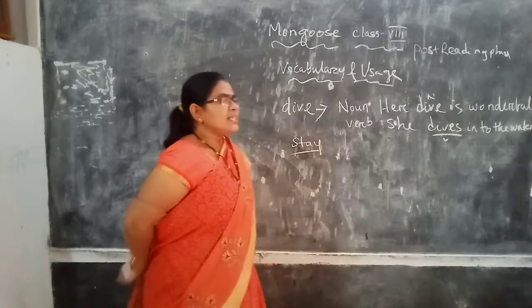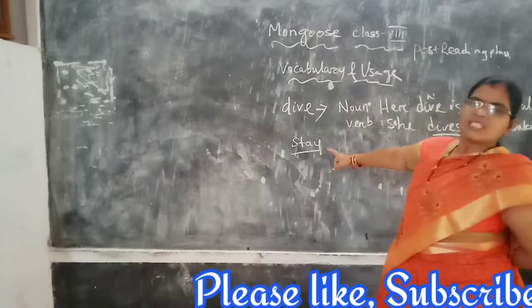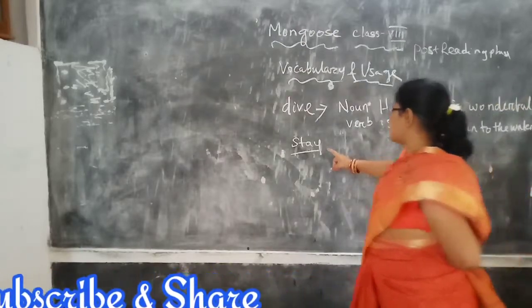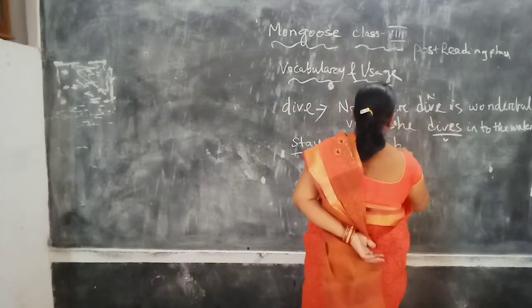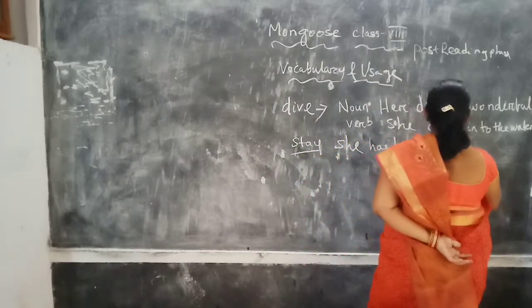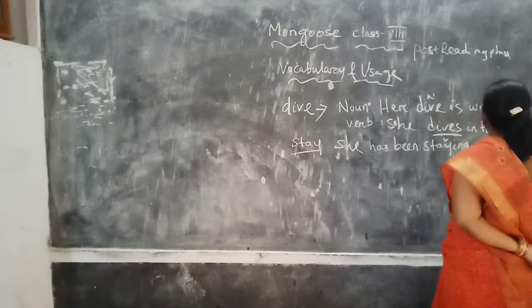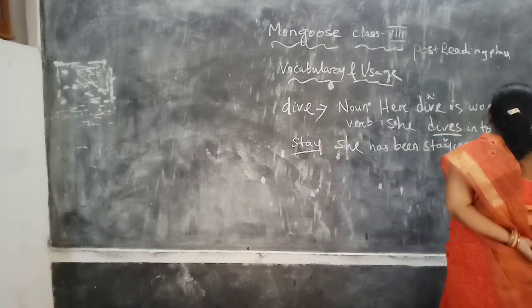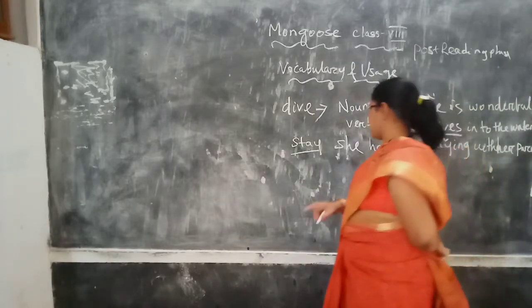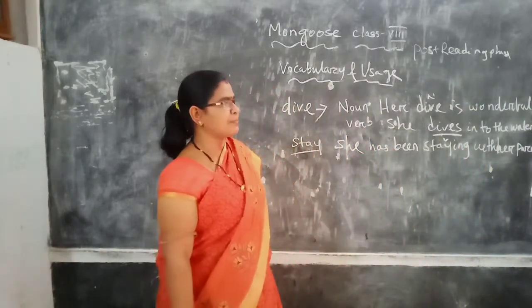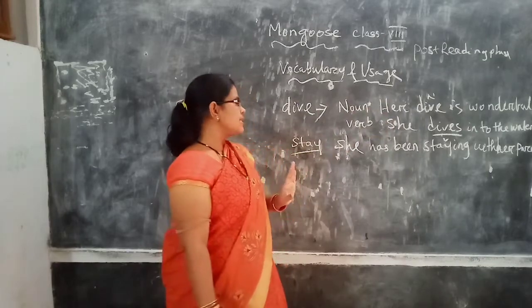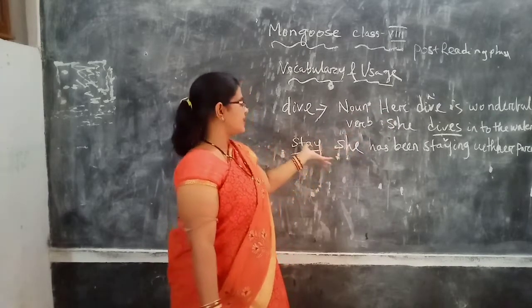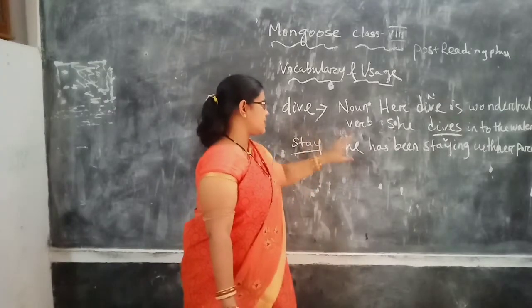Now, he stayed in his uncle's house for 14 days. She has been staying with her parents. It is a verb, staying with her parents. As she stays with her parents. She stayed at her uncle's house for 14 days. Now school is no more, so she has gone to her uncle's house. She is staying with her aunt or staying with her uncle, you can say. Now it is used as a verb.